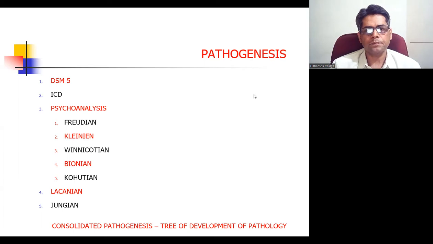Coming to psychoanalysis, each school of psychoanalysis has its own understanding of pathogenesis for practically every sickness. Let us take a few examples. Let us say a person is suffering from delusion of persecution, paranoia. A Freudian would do the pathogenesis and arrive at a conclusion that this sickness of paranoia, delusion of persecution, is because of repressed homosexuality.